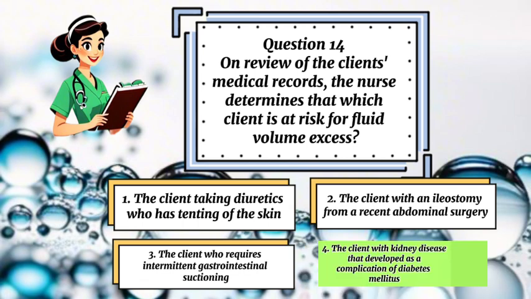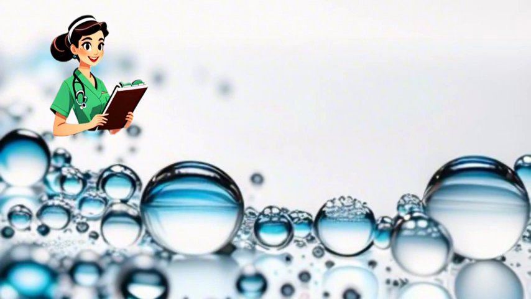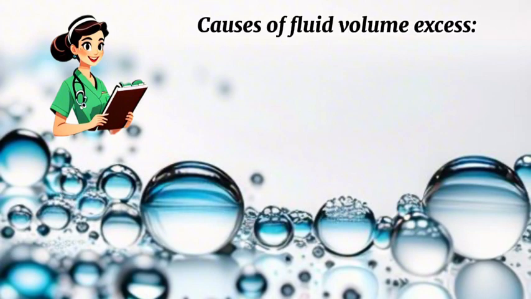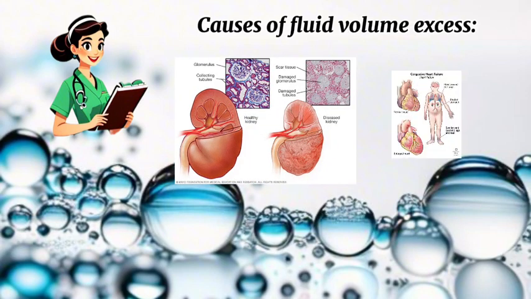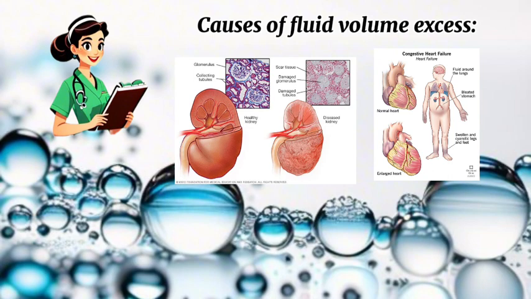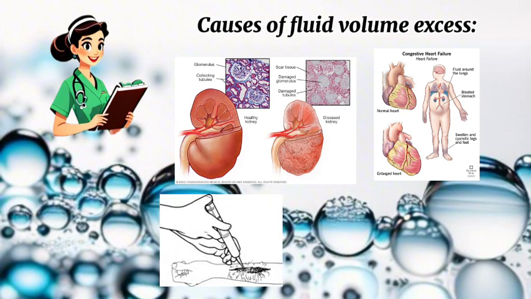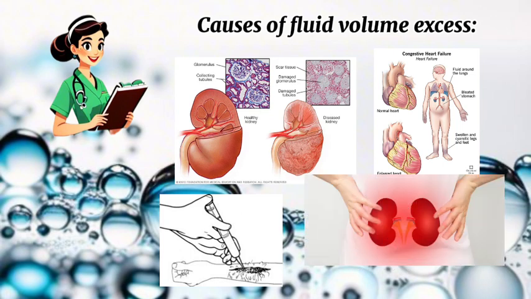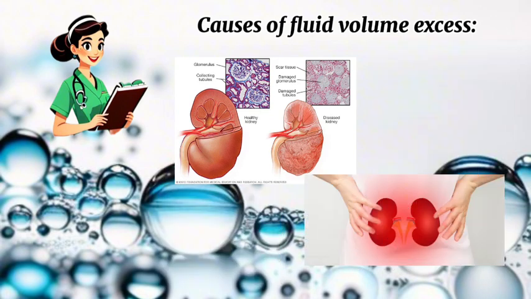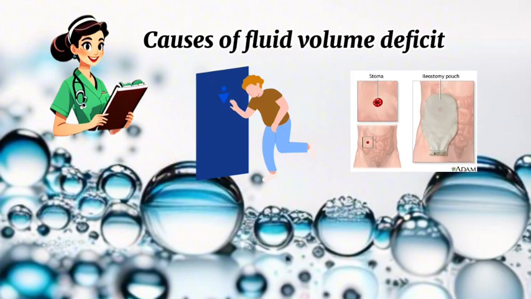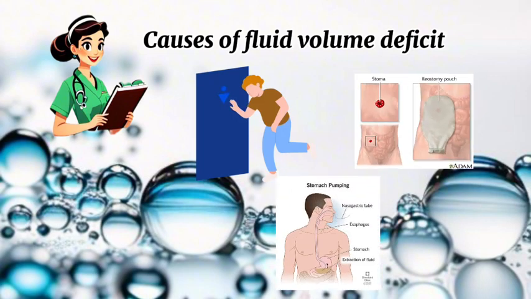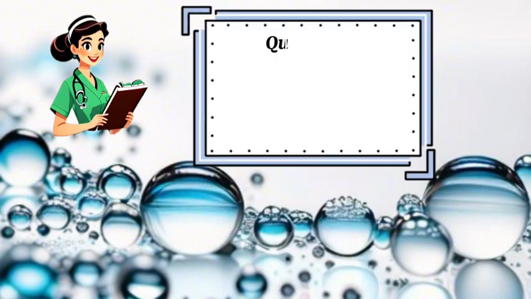The client with kidney disease that developed as a complication of diabetes mellitus. Answer 4. Rationale. The causes of fluid volume excess include decreased kidney function, heart failure, use of hypotonic fluids, excessive irrigation of wounds and body cavities, and excessive ingestion of sodium. Kidney disease is a complication of diabetes mellitus resulting in fluid retention. The client taking diuretics, the client with an ileostomy, and the client who requires gastrointestinal suctioning are at risk for fluid volume deficit.